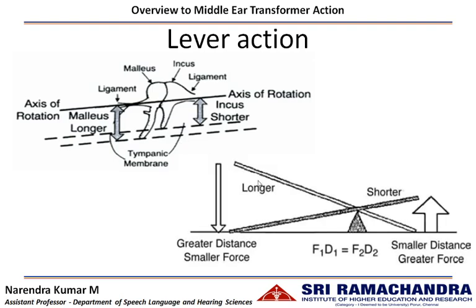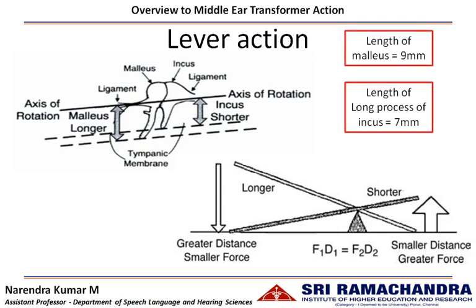To understand that, let us see this lever with the longer length of the malleus and the shorter length of the incus. A greater distance moved over here requires a lesser amount of force, but the same energy. When it goes to the other side, as the displacement is reduced, greater force will be felt. The length of the malleus is around 9 mm, whereas the length of the incus is 7 mm. This brings about a ratio of 1.3, which means the force given at the handle of the malleus is increased by 1.3 times at the long process of the incus.